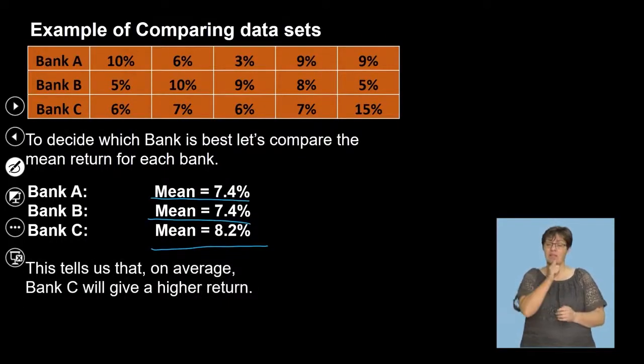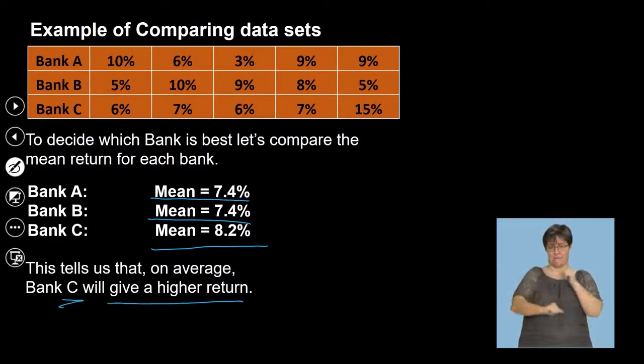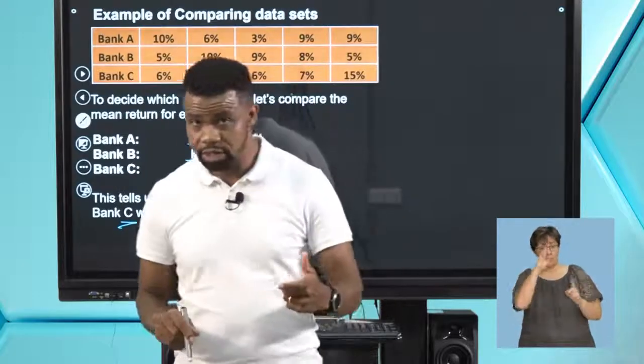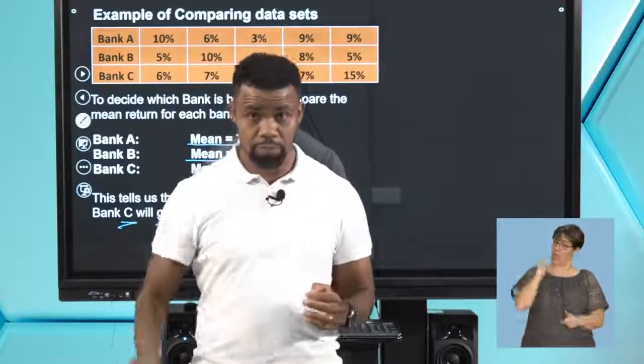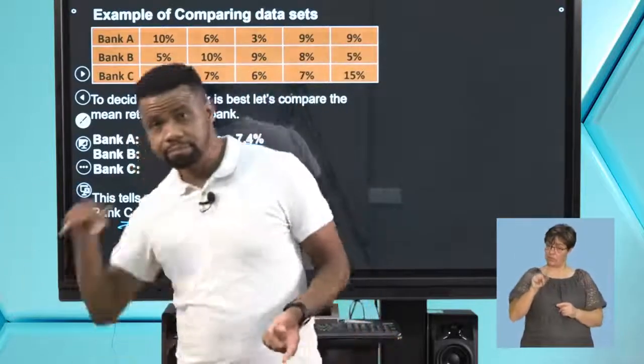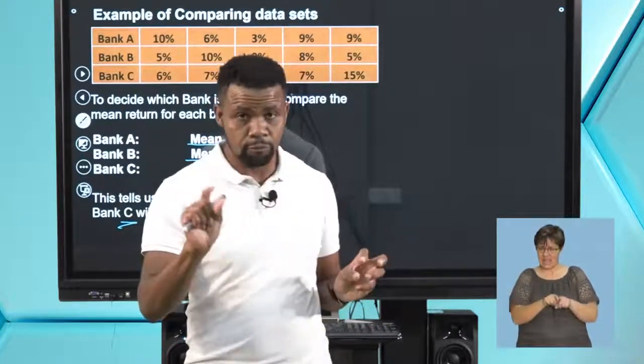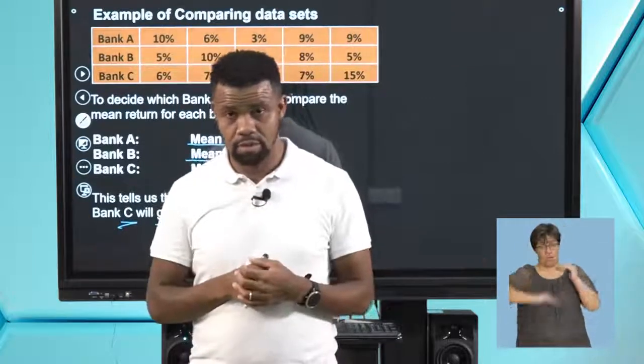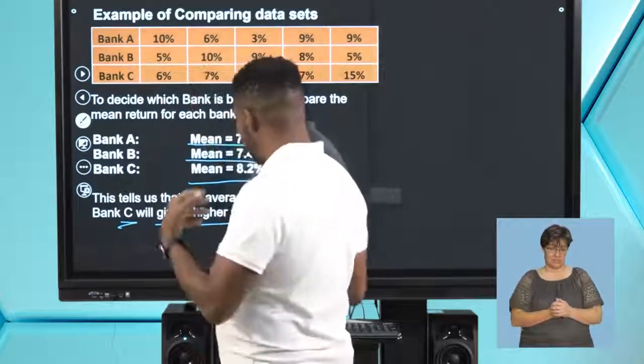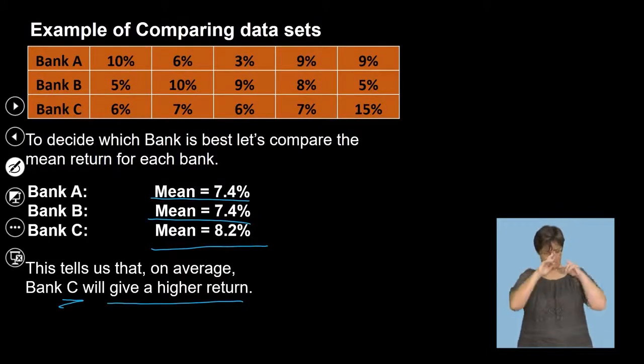This tells us, on average, Bank C will give a higher return. That's it. It will give a higher return. But remember, it's average. It doesn't mean it will give us exactly 8.2%. It could be lower. It could be higher. That's what average means. Even that 7.4% could be higher or lower. I think we'll need to do some more exploration and see. I'm not going to conclude based on the average. Let's go further and see what we can do.